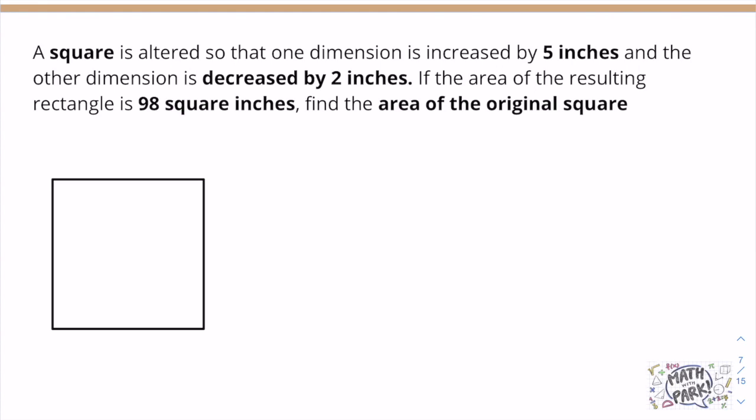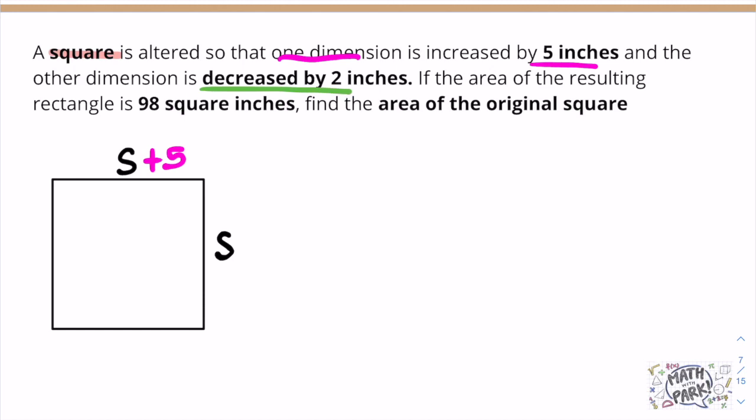In the prior slide, we solved this problem about a square, and now I'm going to explain how to solve it. So the problem says a square is altered so that one dimension is increased by 5 inches and the other dimension is decreased by 2 inches. So from the first sentence, we know that it's a square, meaning all my side lengths are the same. So now one dimension is increased by 5 inches. So we'll add 5 to one of the lengths. And the other dimension is decreased by 2.